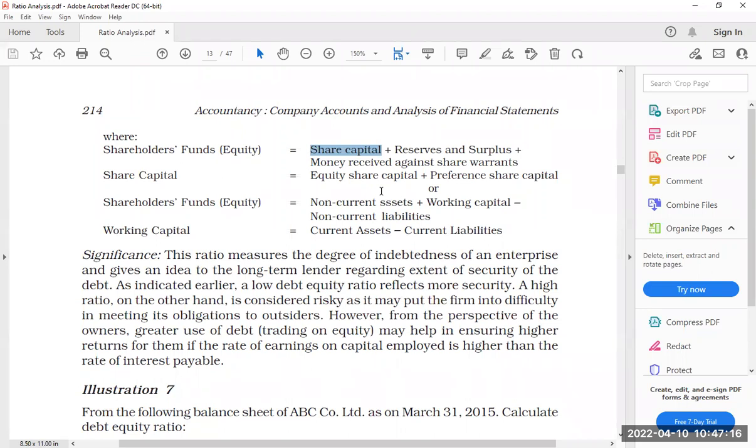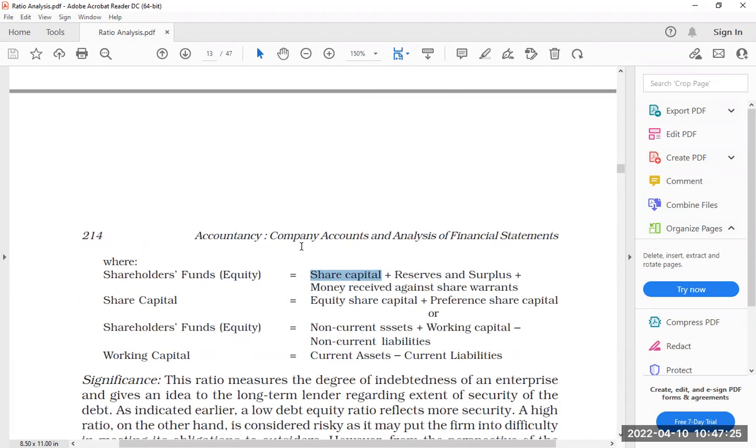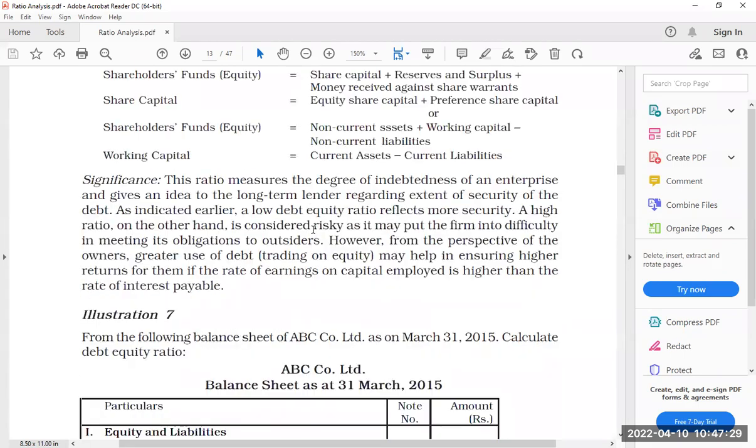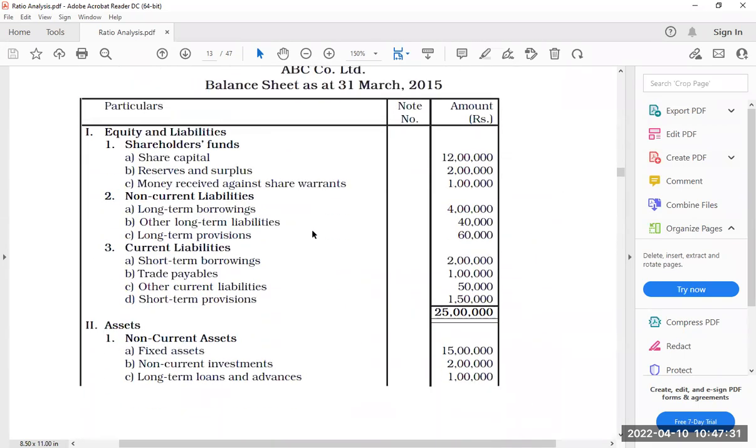We have a balance sheet. In the balance sheet, we have share capital, we have reserves and surplus. Add those two things, that's equal to shareholder fund. Debt means what? Already I told you, debt means long-term debt. Okay. Look at this question. Look at this balance sheet. Can you tell me what is the shareholder fund here?